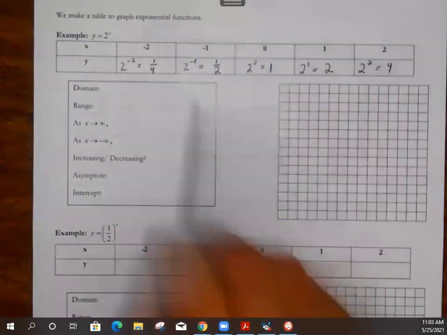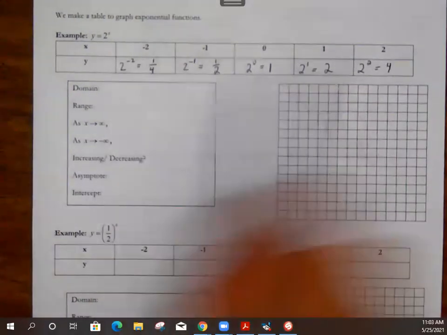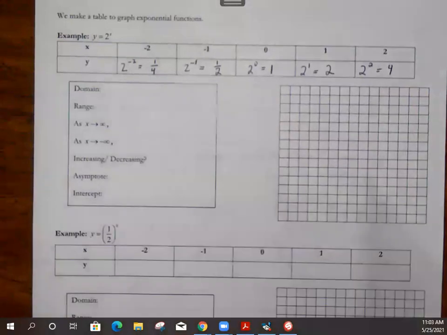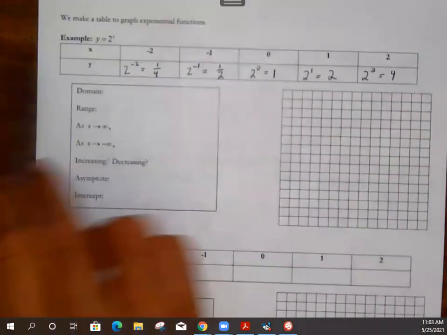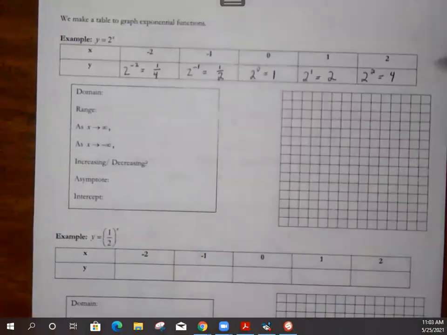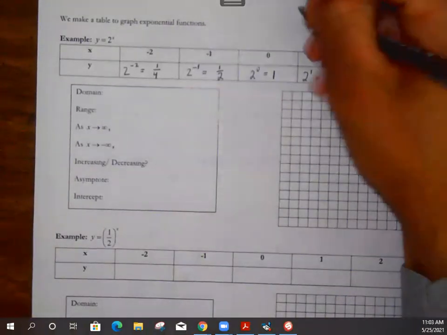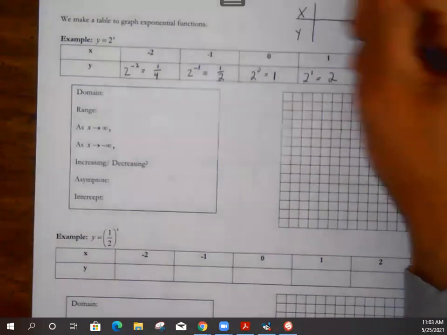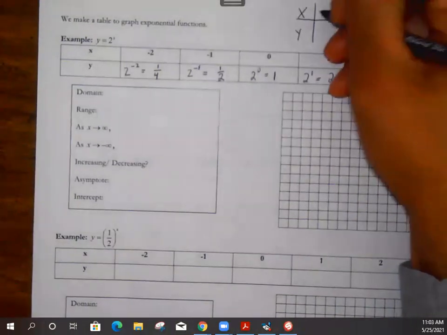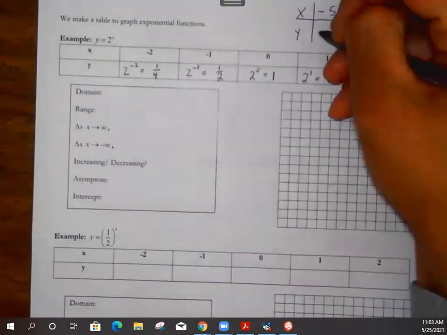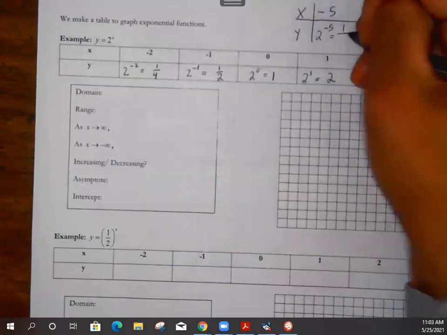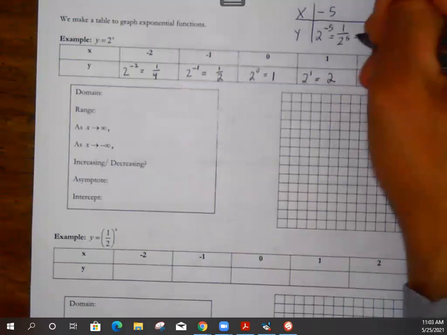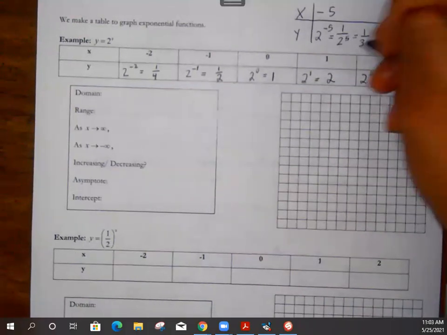Now notice how x could be negative, but y can't be, because even if we keep plugging in negative numbers, like let's say we did another one here, x and y, and we plugged in -5 for x, that's still 2 to the -5 power, which is 1 over 2 to the 5th power, which isn't 0, but it's pretty close to 0.